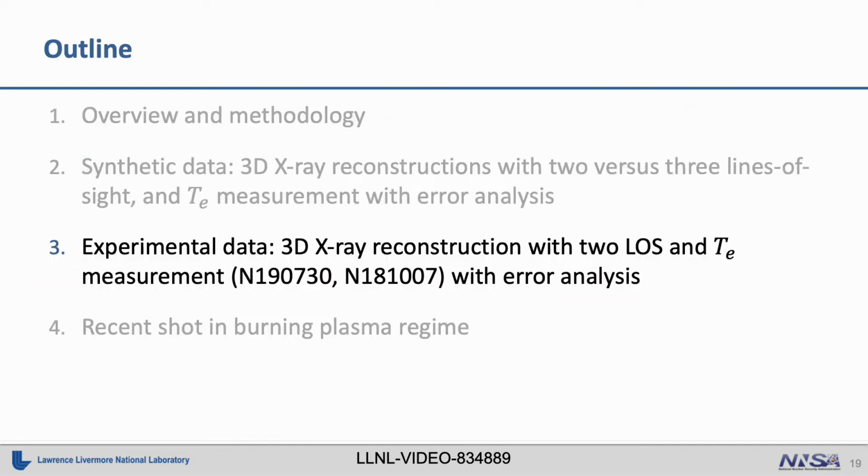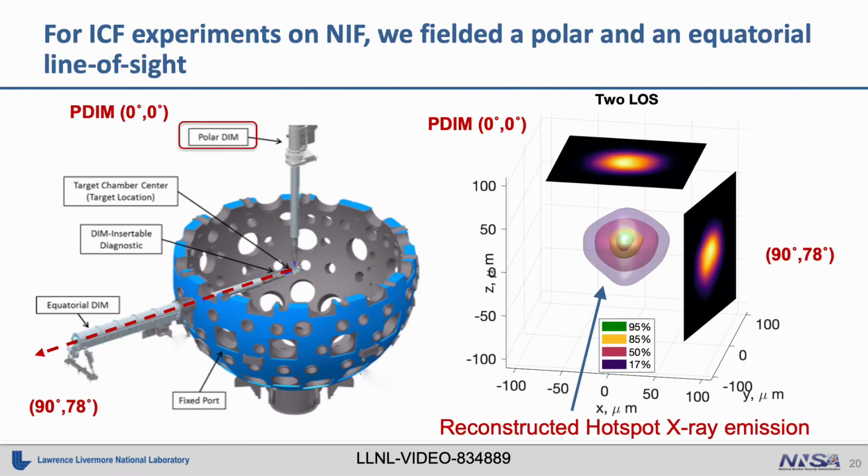Now, let me transition to the experimental data study result. So we apply the algorithm we have described in detail to two data sets at NIF from the ICF experiment back in 2019 and 2018. And again, we have 2 lines of sight here, one polar view and one equatorial view. Here on the left is the NIF target chamber, illustrating the geometry and the position of the 2 lines of sight. And on the right is a 3D TE map with the input X-ray images spatially aligned according to the imaging line of sight.